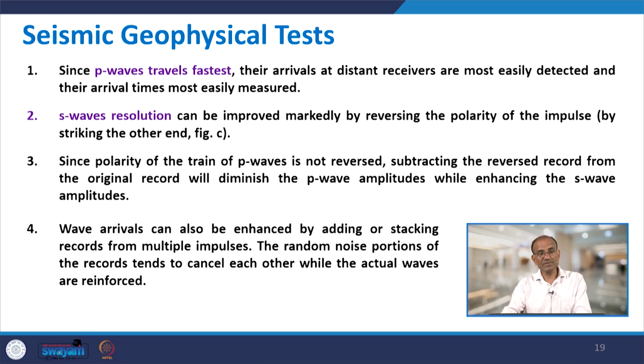In the seismic geophysical test, we already discussed this. First of all, the P wave is the fastest to reach a point. So, its arrival at distant receivers is most easily detected and most easily measured, because P waves are the first type of waves coming to any station. So, the first wave which comes is the P wave.